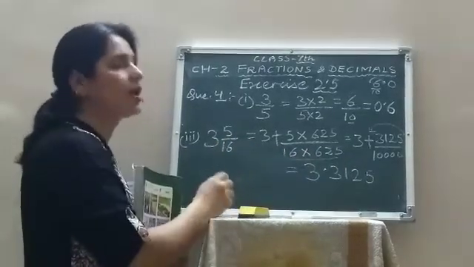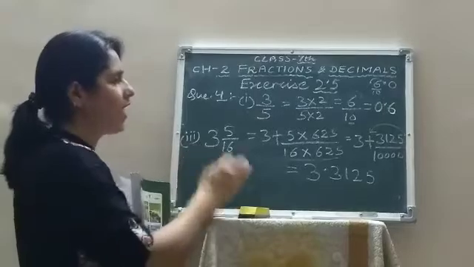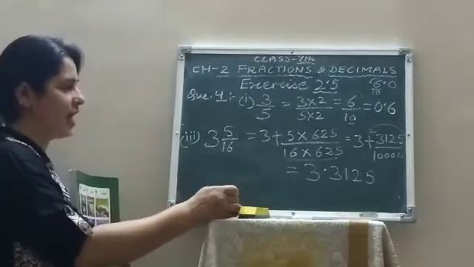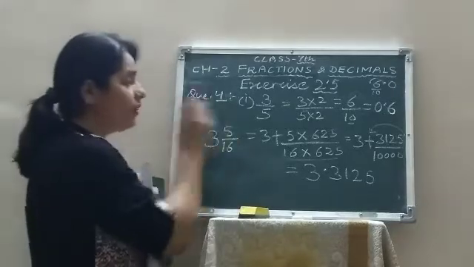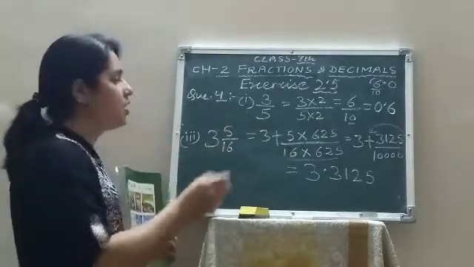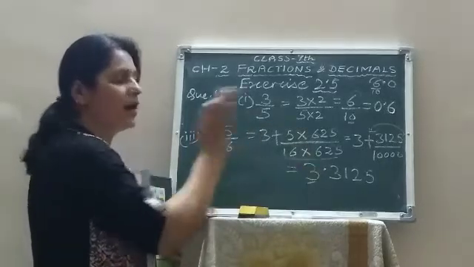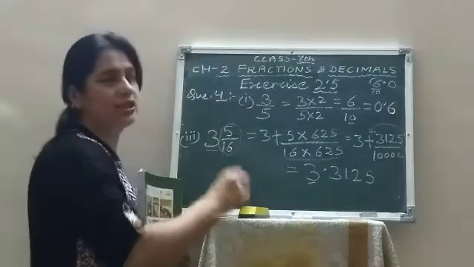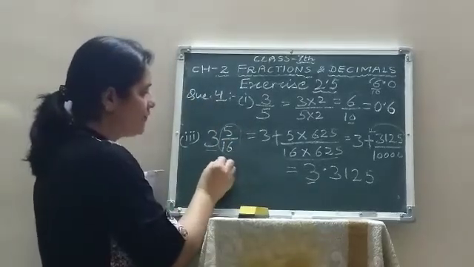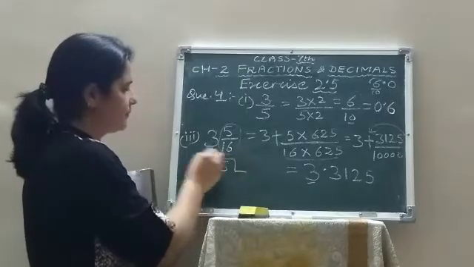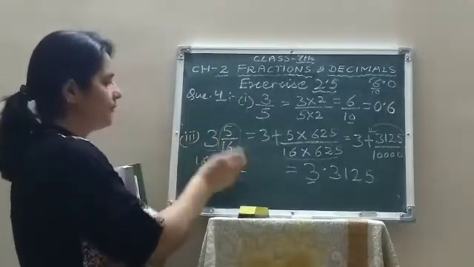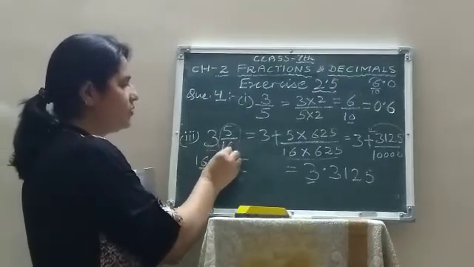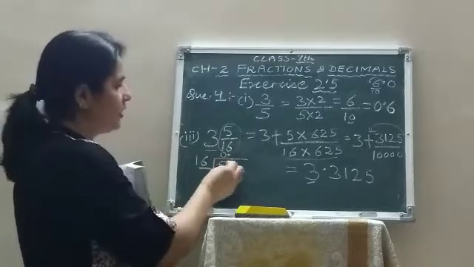But children, this method is a hit and trial method. You have to think a lot. So there is one more way to convert a fraction into a decimal. The next method is that you have to divide the numerator by the denominator. So 3 will remain in the whole number part, keep it like this only. Now you have to convert 5 upon 16 into a decimal. So you will divide 5 by 16. Now you know 5 is smaller than 16, so you will use a 0, then you can put a point and then add a 0 here.